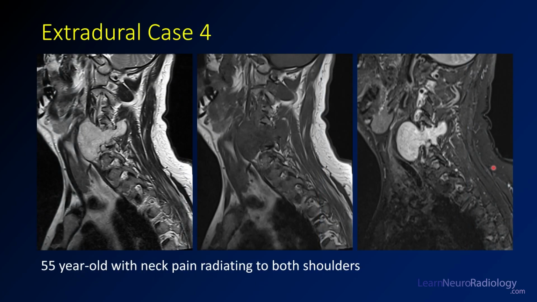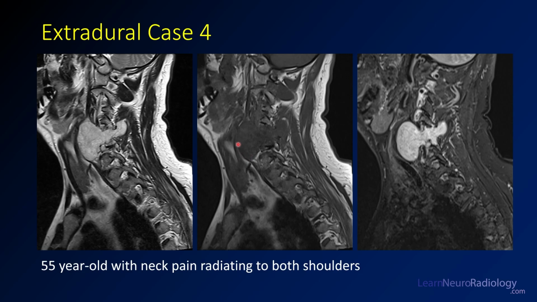Here we have another case here. This is a 55-year-old with neck pain radiating to the shoulders. You have a T2 image from the cervical spine a little bit to the side of the midline. Here you see a T2 hyperintense mass. Looks like it's maybe centered around the neural foramen, extending beyond the bones themselves.